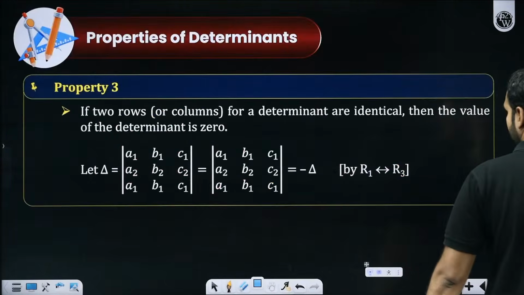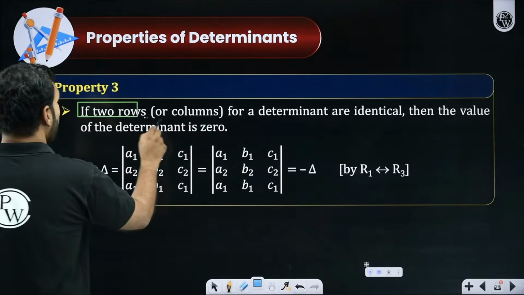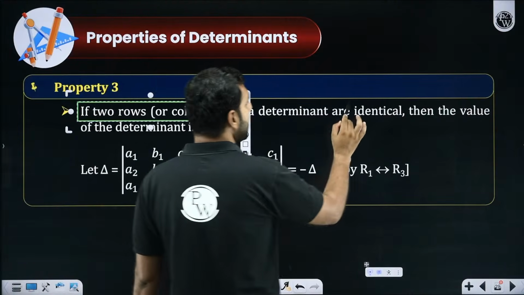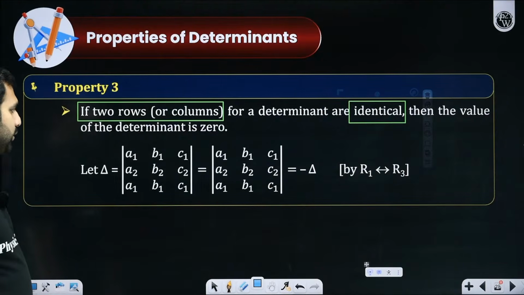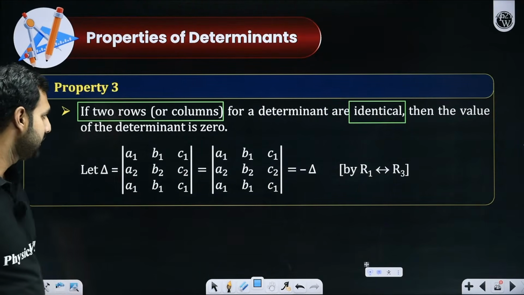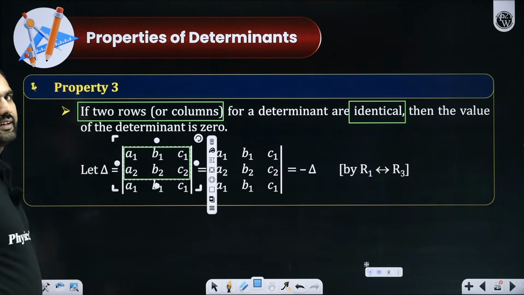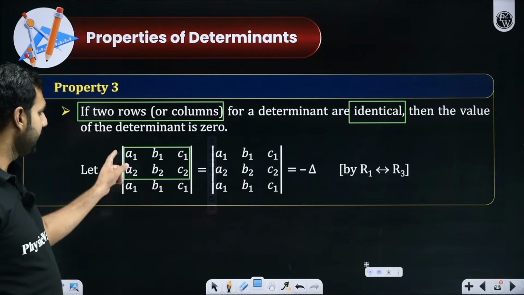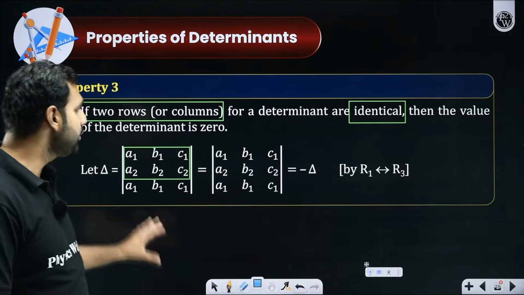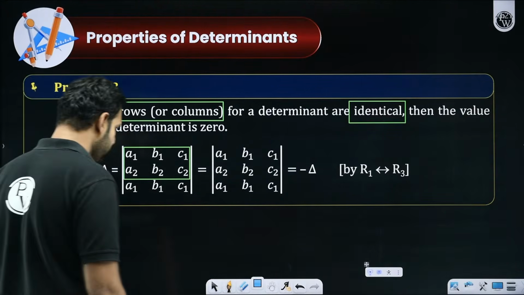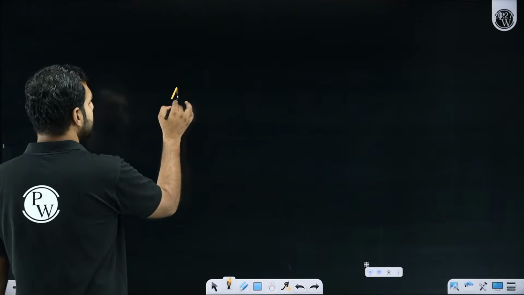Then the next one, the third property, says if 2 rows or columns of a determinant are identical, then the value of the determinant is 0. Let's say you see a determinant which has the first row and second row absolutely identical. I hope you are noticing it: A1, B1, C1, A2, B2, C2. So if you ever see any 2 rows or any 2 columns of a determinant to be identical, you should not hesitate in saying that its value will be 0.